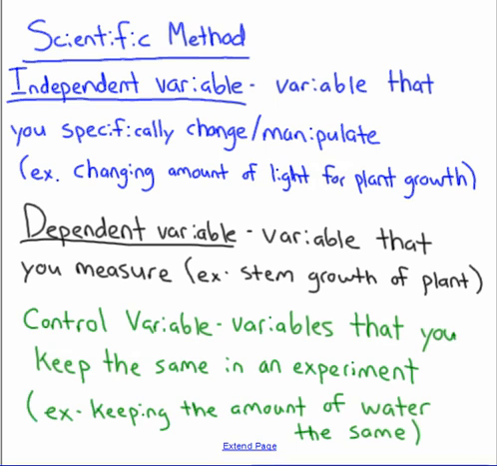So in my experiment, controls would be keeping the amount of water for each plant the same. It would be using the same type of soil, putting the plants in the same kind of room with the same temperature. So all of these are controls. You want many control variables in an experiment.